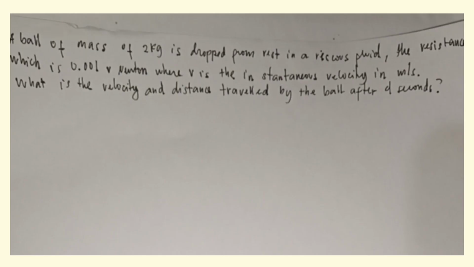Our next problem is the application of differential equation in Newton's second law. So let's start. Here's the problem. A ball of mass 2 kilograms is dropped from rest in a viscous fluid. The resistance is 0.001 V newtons, where V is the instantaneous velocity in meters per second. What is the velocity and distance traveled by the ball after 4 seconds?